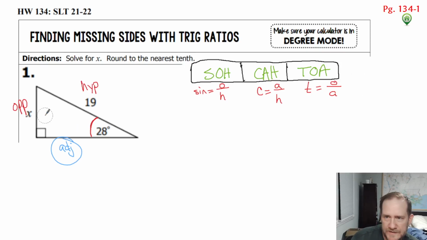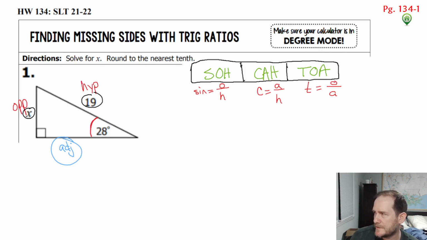All right, let's think. We want to solve for x, and x is opposite. We want to use the 19, and 19 is the hypotenuse. So which of these trig functions has opposite and hypotenuse in it? Well, it's sine. Sine is the one that has opposite and hypotenuse in it. So to solve this problem, we need to write a sine equation.